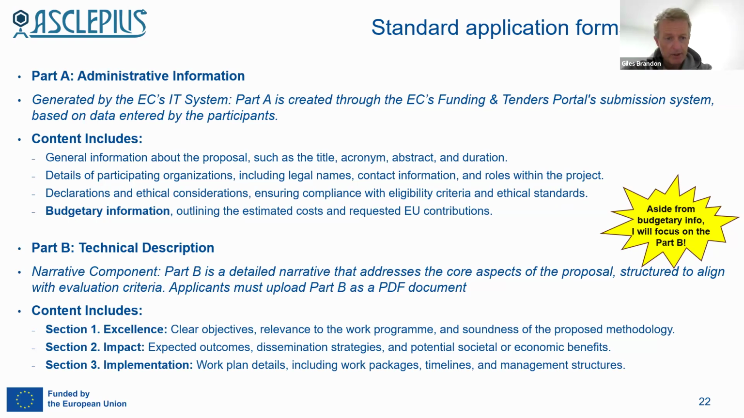Part B, on the other hand, is the technical description. This is the narrative component of your proposal. Part B is a detailed narrative that addresses the core aspects of the proposal, structured to align with evaluation criteria. Applicants must upload their part B. So you write your part B, say, in a Word document. When it's all ready, you create a PDF file and you upload that to the EC's funding and tenders portal.